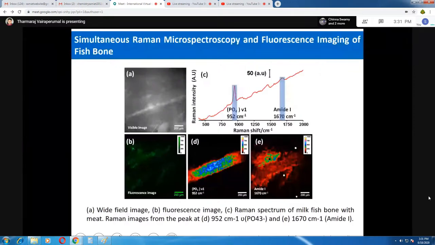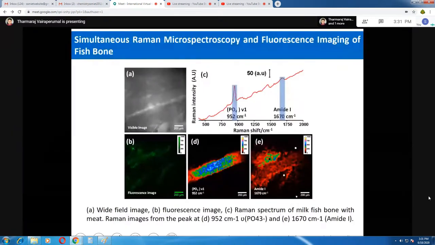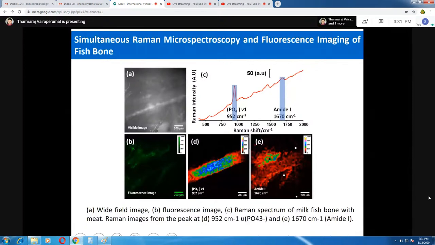This technique cannot use any Raman label for imaging. It can directly detect the Raman signal, and for the suspect compound, we want to know how it distributes or accumulates on the surface of our imaging body.